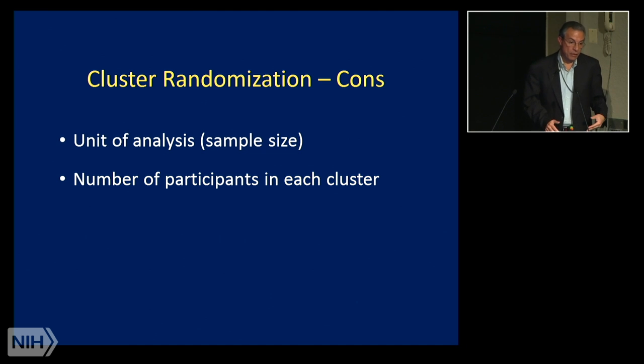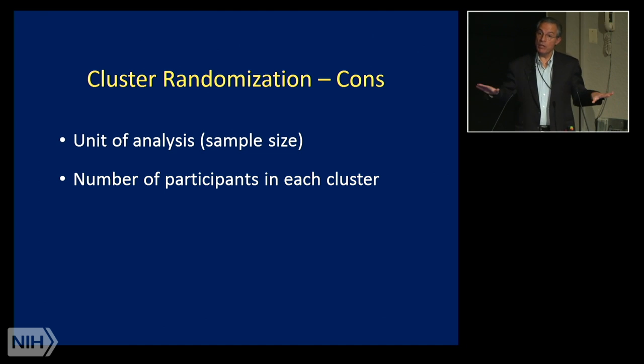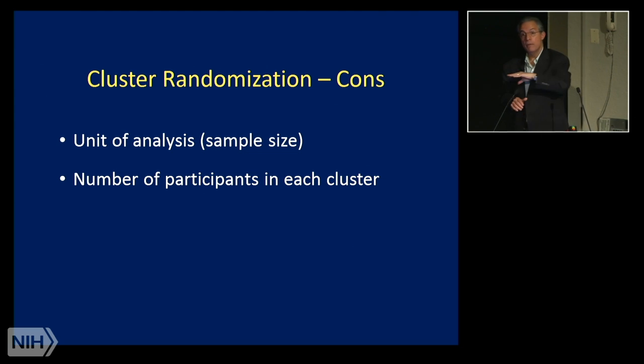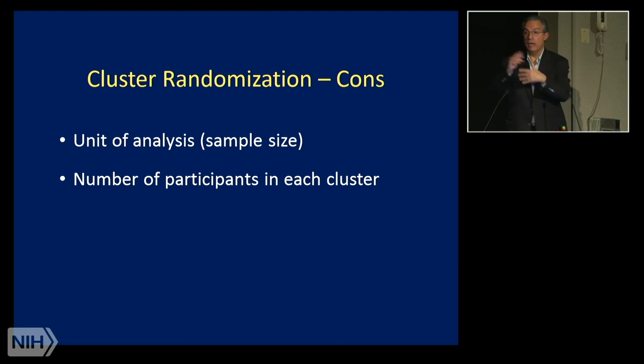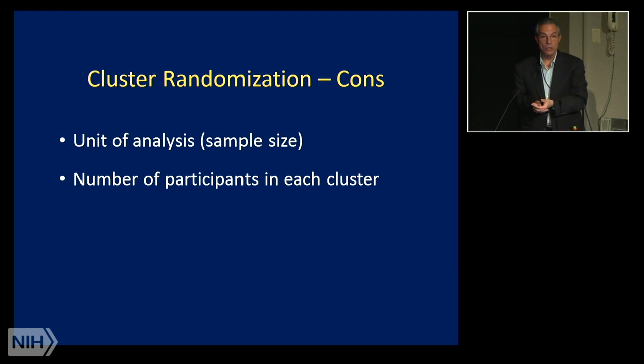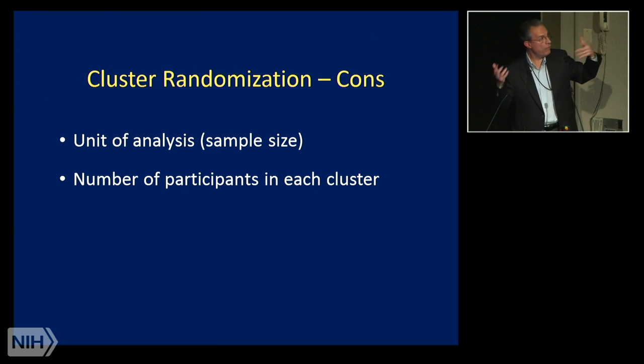You may have, are you going to have an equal number of participants in each cluster? So in a school, are you going to look at 30 students in each school? Or one school is big, you're going to get 300 scores, and one school is small, and you're going to get 20 scores. Well, then if you are analyzing scores, this school is going to have a big influence on the results. So do you want to weight them accordingly?